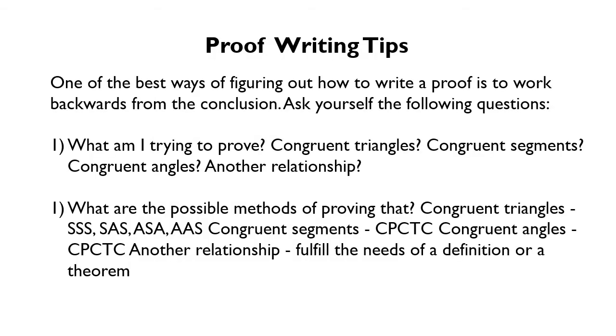Now, proof writing tips. Okay, one of the best ways of figuring out how to write a proof is to work backwards from the conclusion. Upon seeing the figure and the given, you should know the answer. So, for example, SSS ba to? SAS. And then, you just have to write your reason.